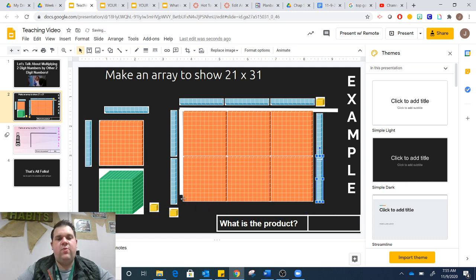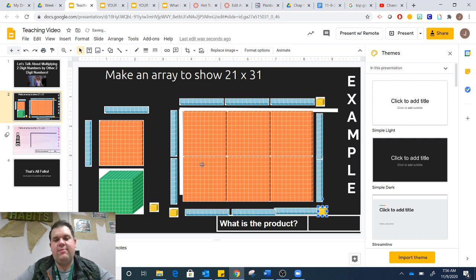Then I've got 1 times 10, which I know is 10. 1 times 10 again is 10. 1 times 10 again is 10. And 1 times 1 is 1.